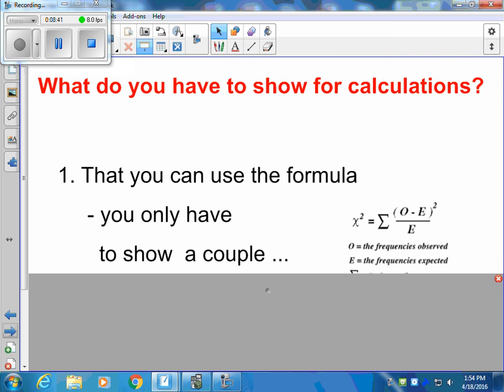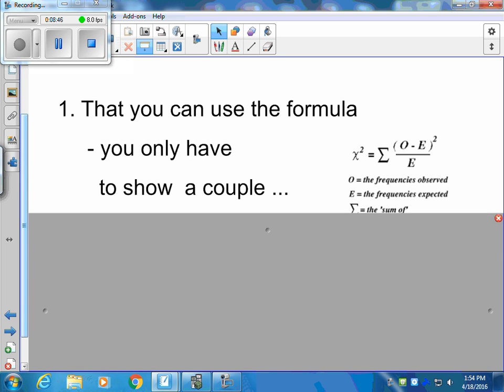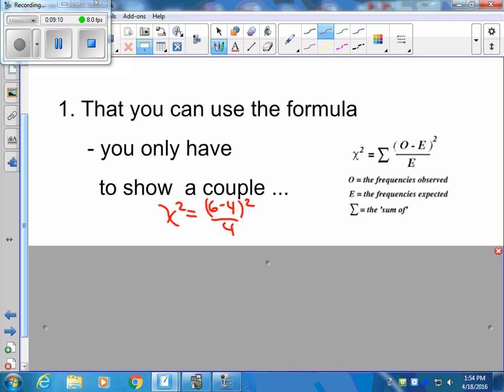Now, the calculations you have to show: you can use the chi-square formula. You only have to show a couple values in using the formula. Okay, so using the 2 tables that you have, your observed and expected, plug in a few values here using the formula, and what you do is we're just looking at chi-squared equals, and I'm just going to make up some observed values from that one. 6 minus 4 squared over 4 plus 2 minus 4 squared over 4, and then plus dot, dot, dot. Okay, you have to do that.